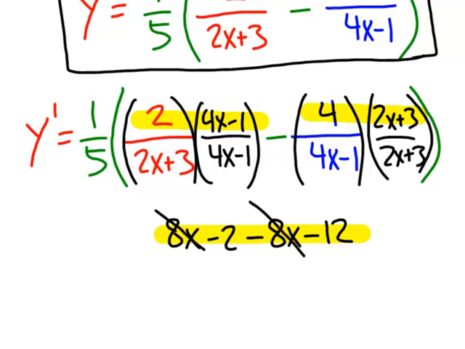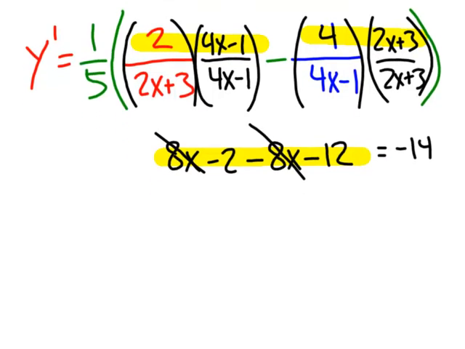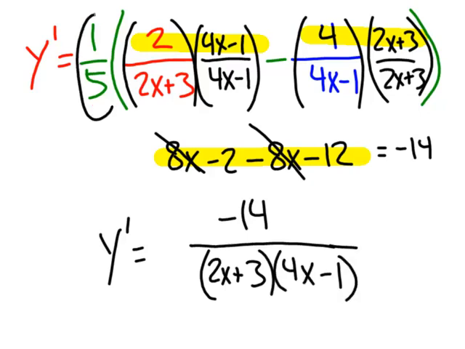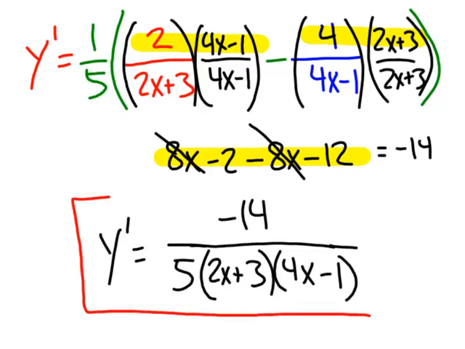And notice that now the 8x minus 8x cancel each other out, and that numerator will end up being negative 14. So let's go ahead and write y prime equals, we'll put that negative 14 in the numerator. In the denominator, we'll put that common denominator of 2x plus 3 times 4x minus 1. And don't forget this 1/5 out here. That's going to result in a 5 being in the denominator as well. So this is how we'd write the derivative as a single term.